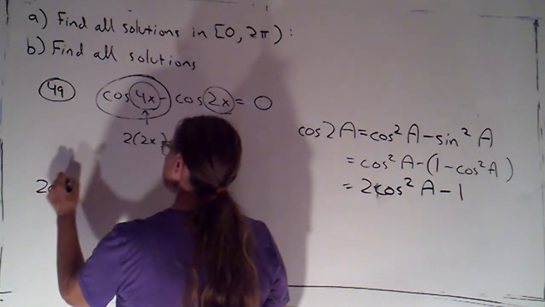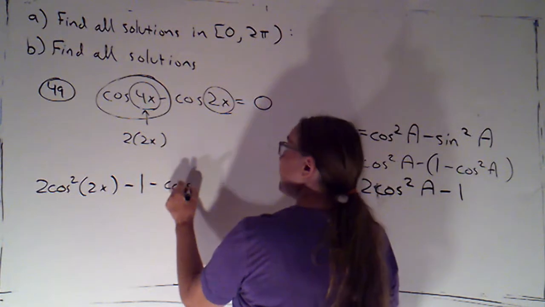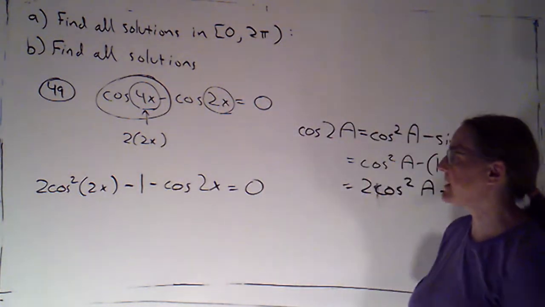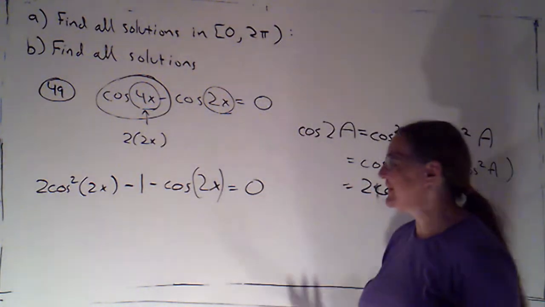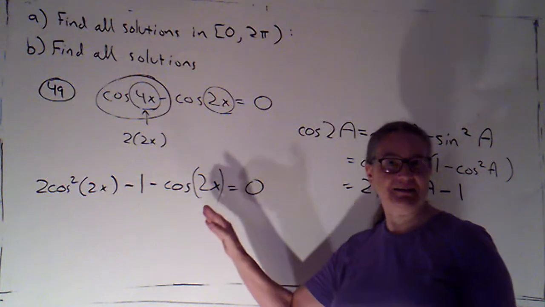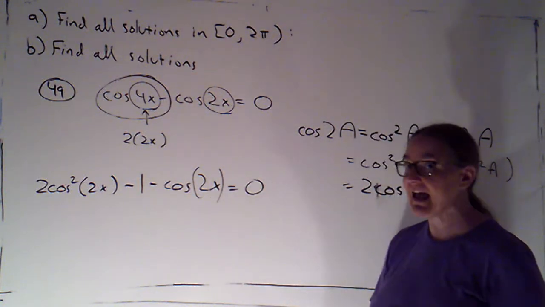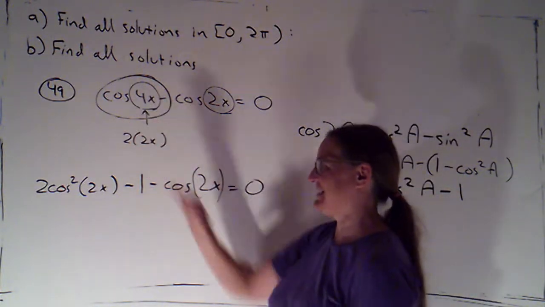Okay, so recognizing that my a, the thing I'm doubling, was 2x, I can now rewrite that first term as 2 cosine squared of 2x minus 1. And then I've got the minus cosine 2x equals 0. So now the only trig function I'm dealing with is cosine, and the only angle I've got is 2x. So there's no need to use the double angle formula to reduce it all the way down to x. I just needed to reduce this one to doubling 2x.